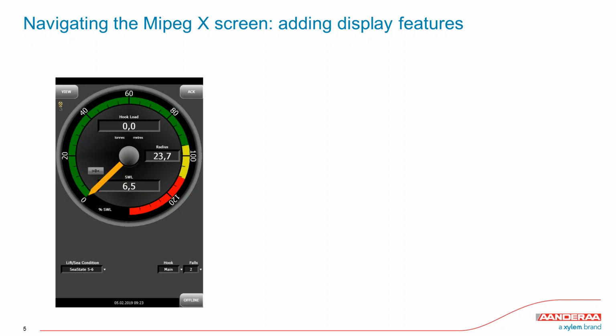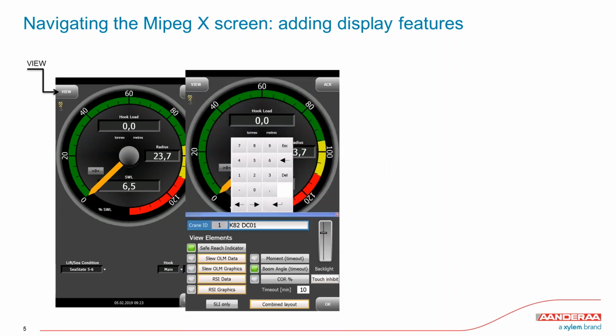However, adding display features means much more. What is essential there is that in the top left-hand corner, we have a push button called View. And this is how you will view all the information. If I press View, I will get a pop-up screen, which has different options. The options you select will be green, indicating they are selected. In this case, I've selected a safe reach indicator and a boom angle sensor, which will then be displayed.